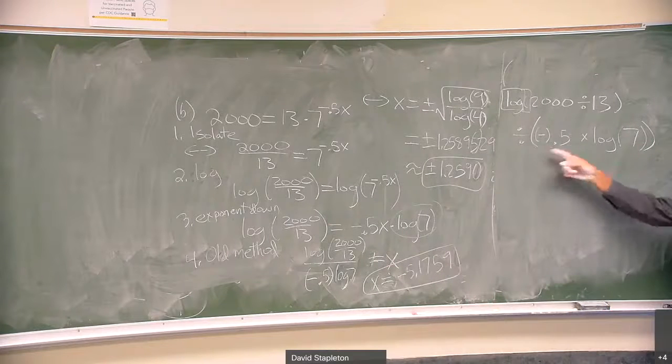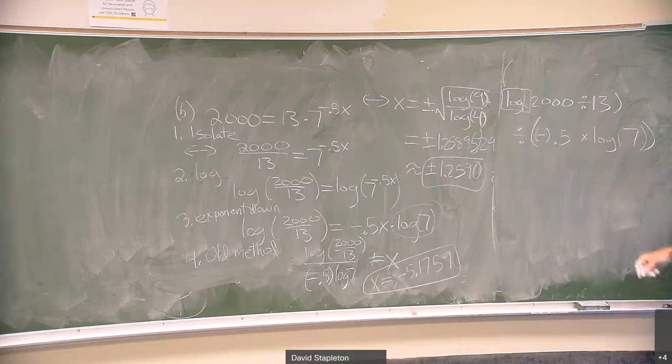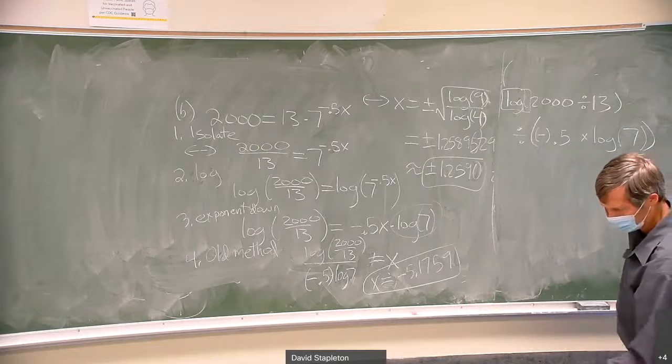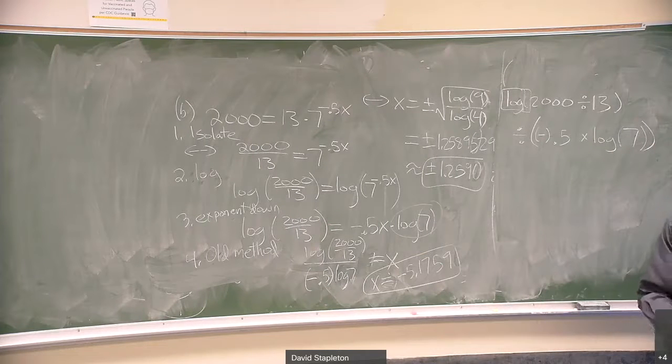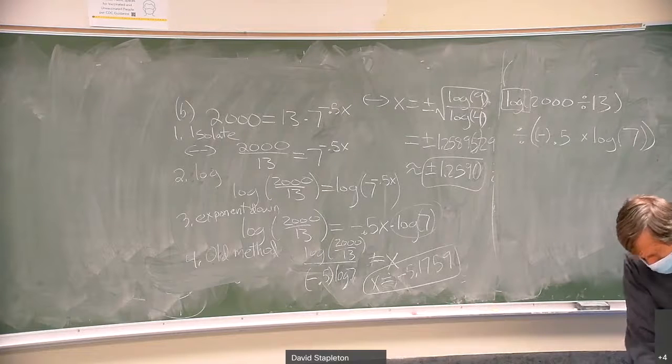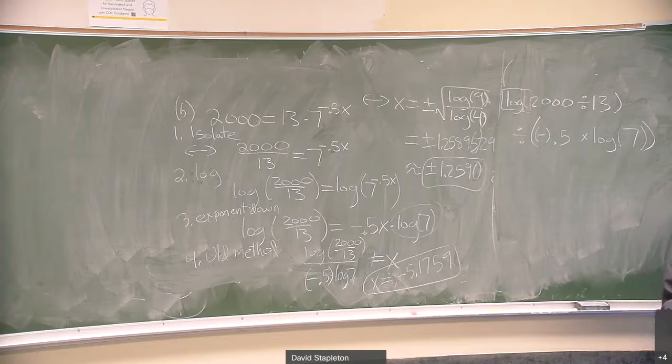So do that, put these parentheses, or you can just divide by one and divide by the other, that works too. Harder to divide, but it works. Right? So be careful with your calculator keys. You should get minus 5.1759, like some of you got. Okay. There's some of the trickier problems.